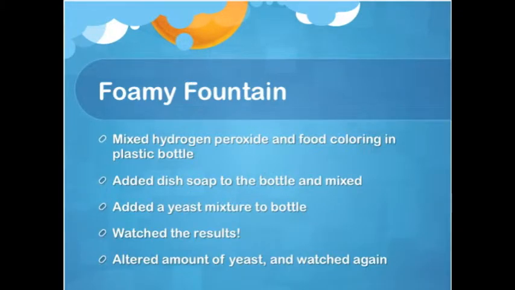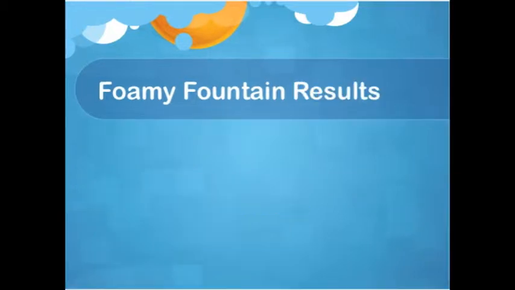For the foamy fountain, I mixed hydrogen peroxide and food coloring in a plastic bottle. Then I added dish soap to the bottle and mixed. I added yeast mixture to the bottle and I watched the result.